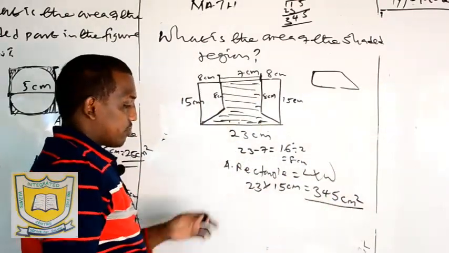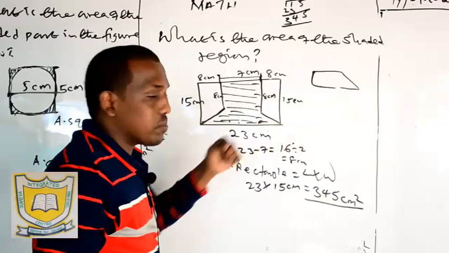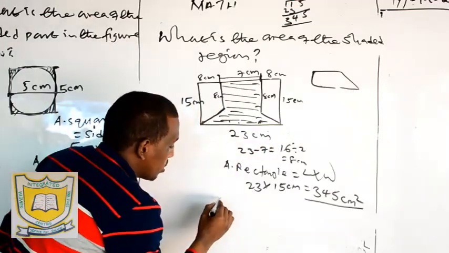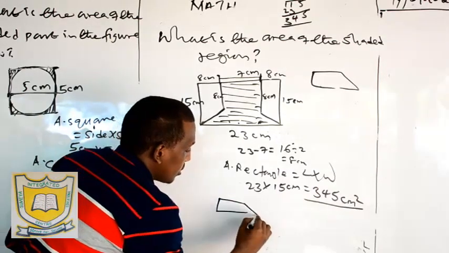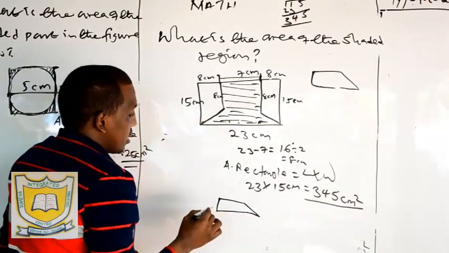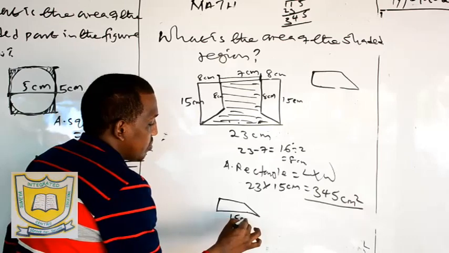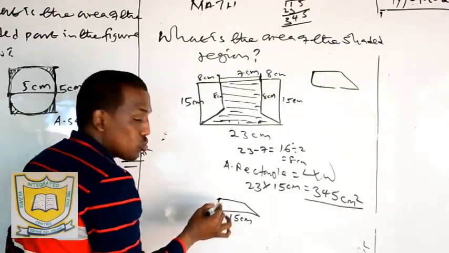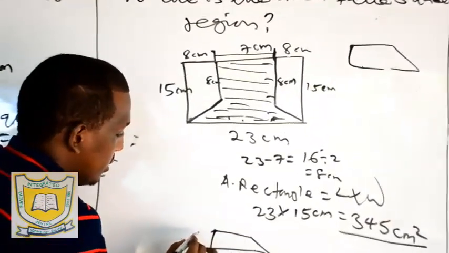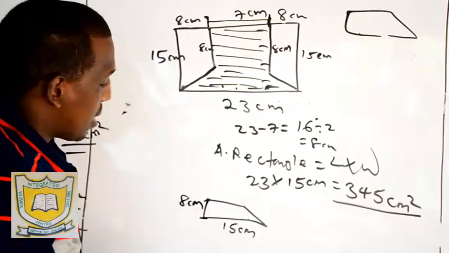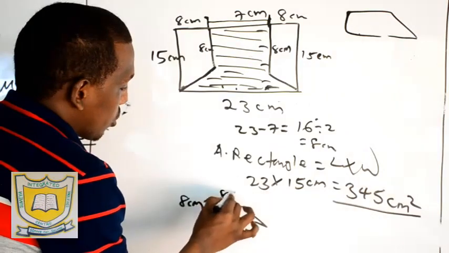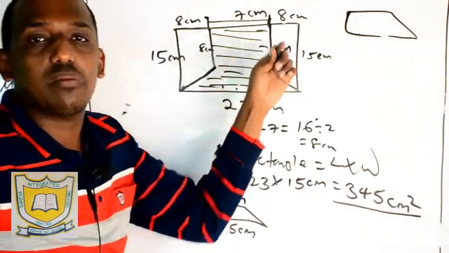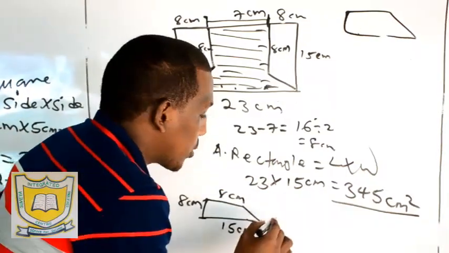What is remaining is the 2 trapeziums, and they are the same. So let us remove the trapezium. This is the trapezium. Trapezium is this way. Then this line is 15 centimeter. And the height, here is the height, the distance in between the 2 parallel lines. So here is 8 centimeter. And this one is also 8 centimeter, this side. So let us work out one, then we say times 2, the 2 ends are the same.